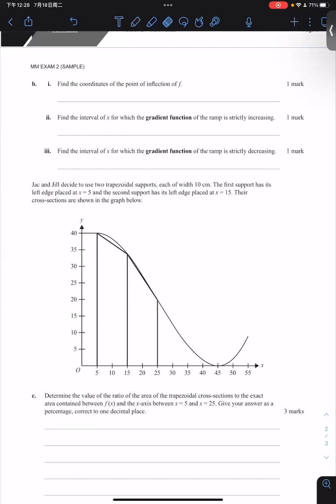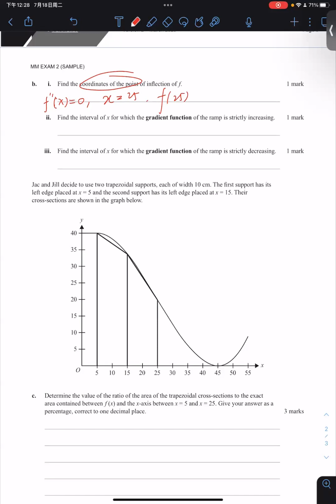So how do we find the point of inflection? We make the second derivative equal to 0. Solve this equation and we can work it out. x should be 25. And after that, we do not stop, because we're looking for the coordinates. So you must also work out what f(25) is equal to.